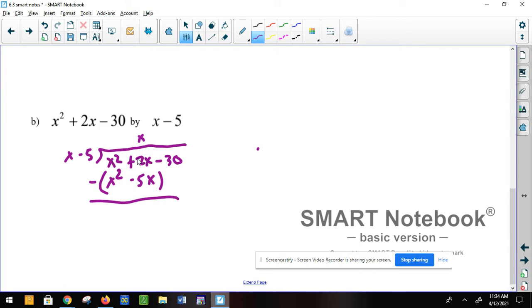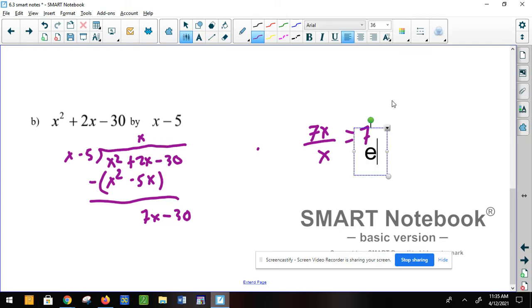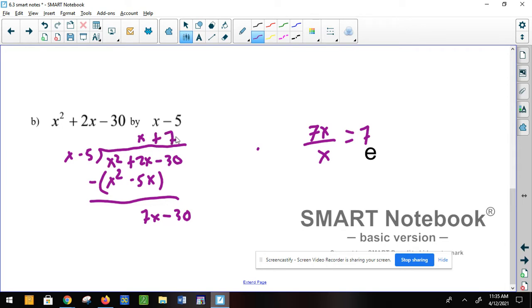that's 0. 2 minus negative 5 is like 2 plus 5, so 7x. Bring down the negative 30. X goes into 7x 7 times. Again, if you need to write it out, I could have written out the other one. You need to write them out, write them out. X's cancel out. It's just 7. Since it's just positive, it's plus 7.